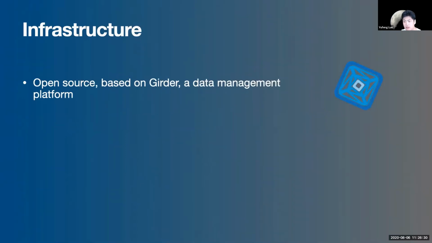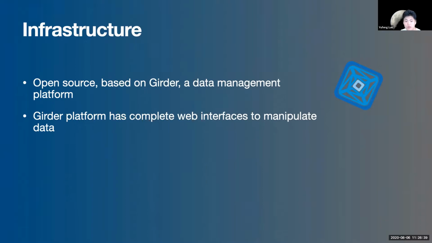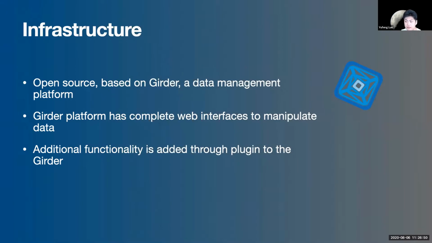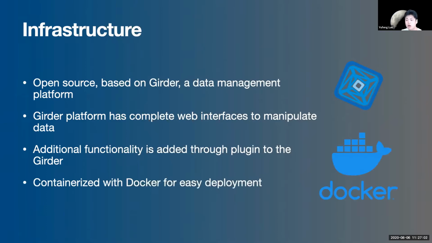Einstein Data Vault is an open source project based on Girder, another open source data management platform. Girder has well-documented APIs and comes with complete web interfaces, so users can easily upload and download datasets and also do other data analysis online. All the additional functionalities are added through plugins to Girder. In that case, it simplifies the process of adding new features without changing too much of the code of Girder itself. We also build a containerized Docker version for easy deployment, so it's very easy to deploy on different machines and different servers.